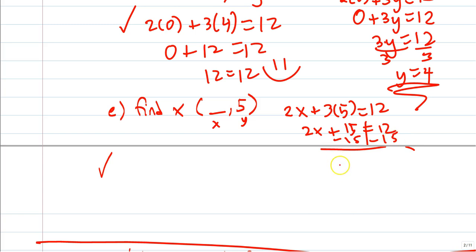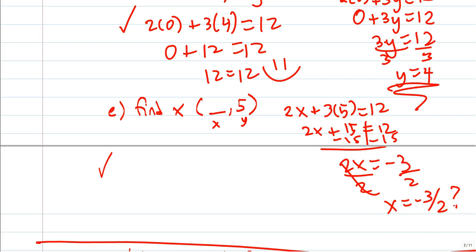Have a calculator by now. You should not be doing this without that technology, especially if you're struggling with the integers 12 minus 15. And was that a 2x? It was a 2x, wasn't it? So dividing by the 2, x is negative 3 halves.